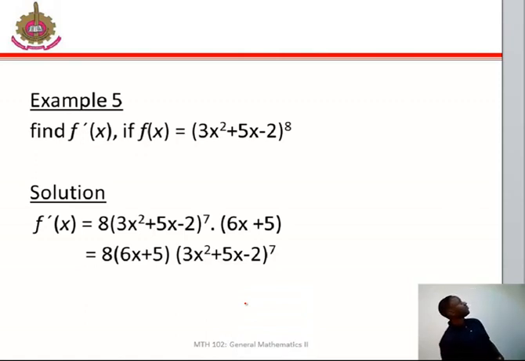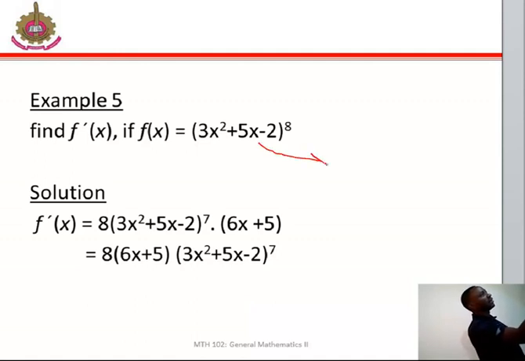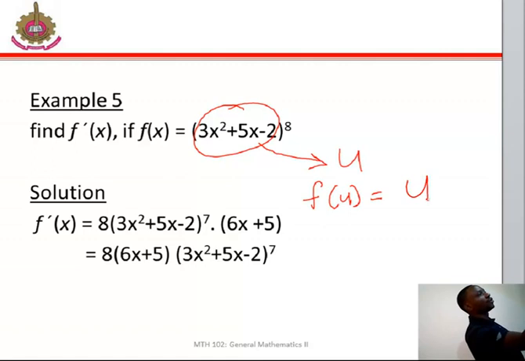Example 5 says find dy/dx, that's f prime of x, if f of x equals 3x squared plus x minus 2, all raised to power 8. In order to solve this expression, it's very simple. Let's do it like this. Let this function represent u. So we are going to have f of u equals u raised to power 8.